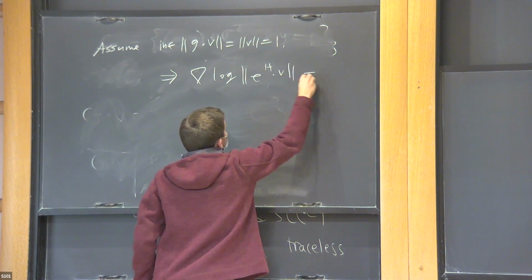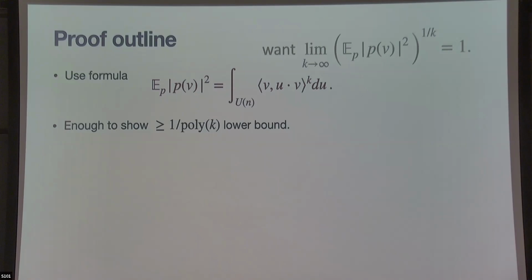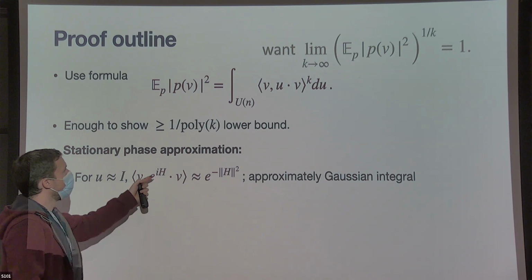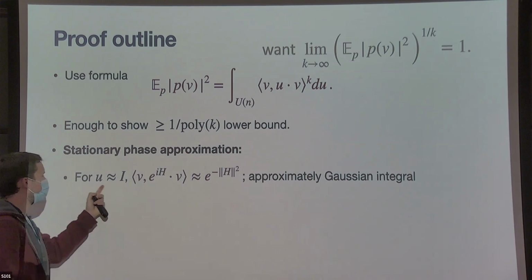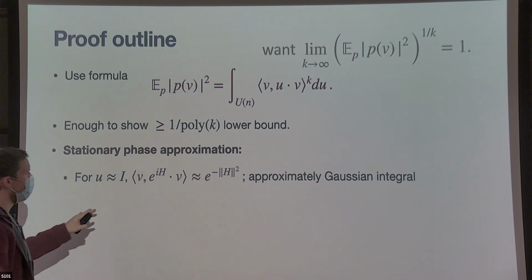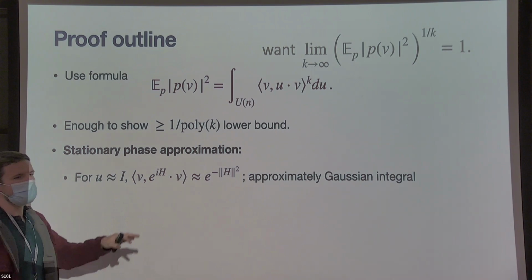And then we're going to try to figure this out by formulating it as this average over U. And the idea is to just basically approximate it. So for U approximately the identity, you can write it as e to the ih for h being small. And it turns out that if you do the Taylor expansion of this, you will get something that looks like this. The reason being that the first order term is this gradient, this moment map here, and we already assumed that that was zero.